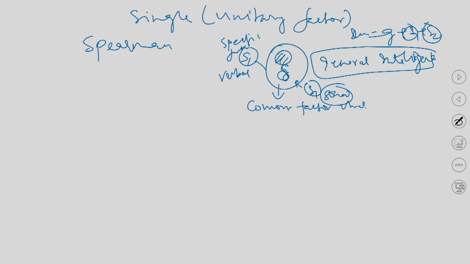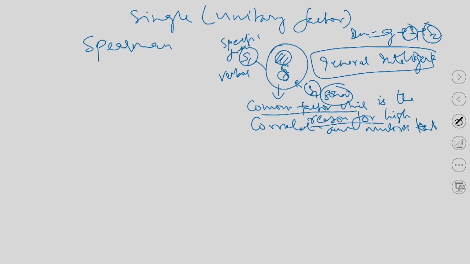which is the reason for high correlations among multiple intelligence tests. So, the high correlation among multiple intelligence tests represents that there is a G factor. So, that is what Spearman actually believes.